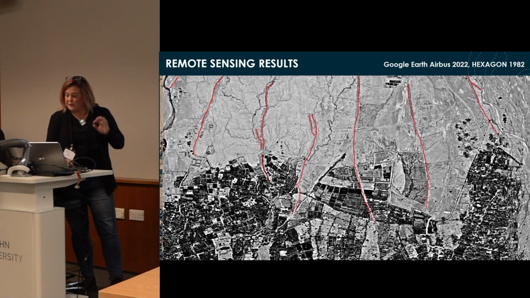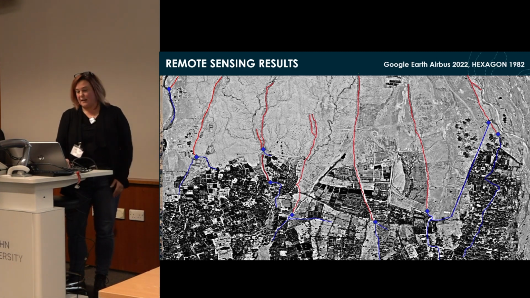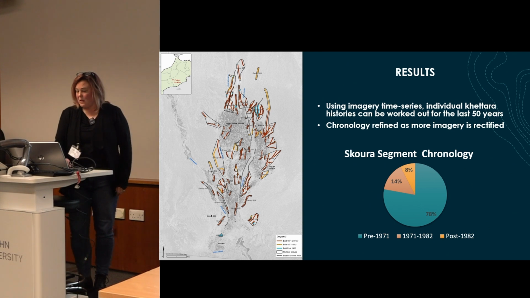So you can see the full lengths of the lines of shafts, and you can also see additional segments that were destroyed sometime after 1982. The outlets are also visible, and so are the canals. So complete Ketera systems in this area are visible thanks to Hexagon. We couldn't see them on the more modern imagery.